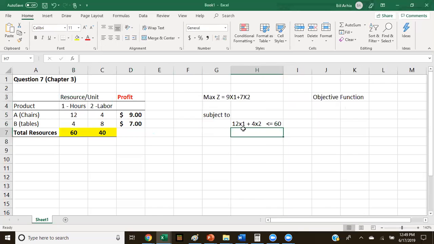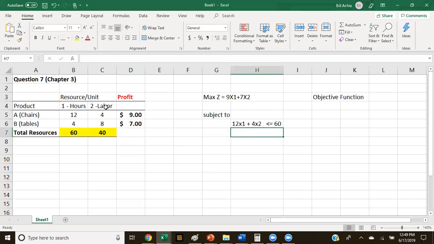Okay, 12x1 is basically telling us that each chair is going to take 12 units of that specific resource, and we're going to multiply it by however many chairs we make. That's the x1. We don't know what that is. It's a variable. We have to let our system figure out what that x1 is. Okay, plus 4, which is the number of hours it takes to make a table, multiplied by the number of tables we eventually end up making. So we don't know what that x2 is. We leave it as a variable as x2.